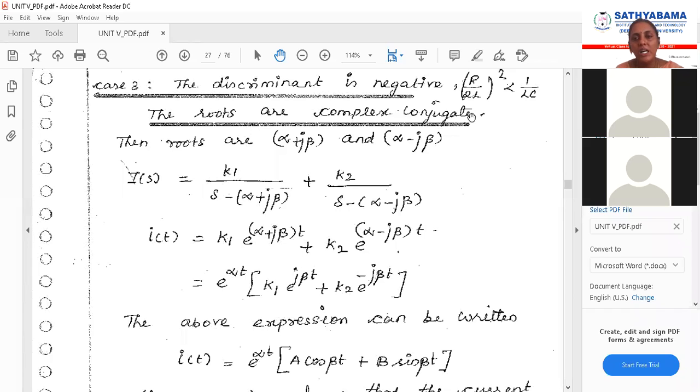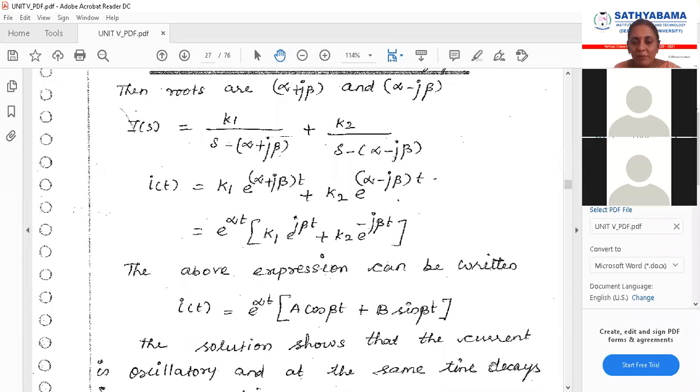What does it mean? R by 2L the whole square is less than 1 by LC. So the negative term is more than the positive term, and you will definitely have a negative sign there. When you take a square root, it will be a j term, minus j or plus j, because you have a square root of minus 1. So the roots should be complex conjugate. The roots we now write as alpha plus j beta and alpha minus j beta.